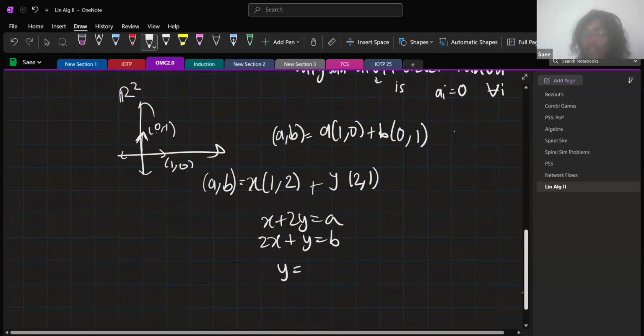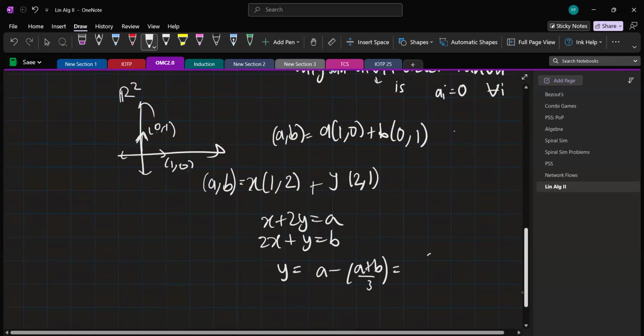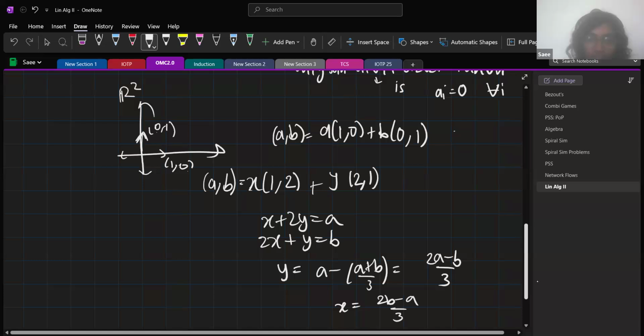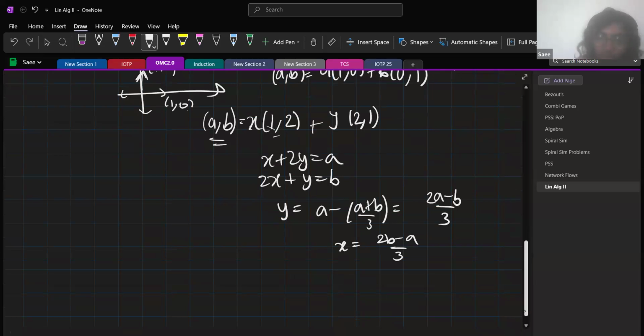Sorry, my bad. 3x plus 3y, so x plus y is (a plus b) by 3. So y is (2a minus b) by 3, and similarly x is (2b minus a) by 3. So indeed, you can write any vector as a linear combination of (1, 2) and (2, 1).